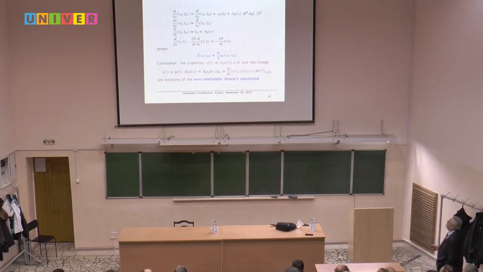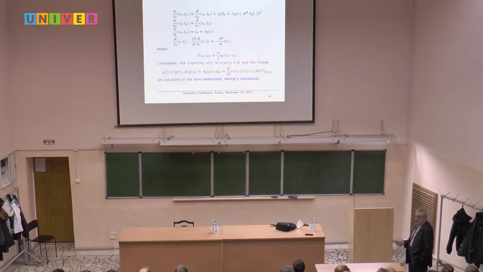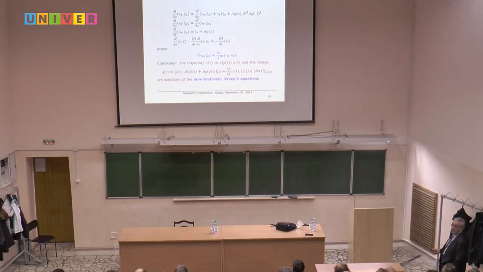Okay, now I compute it. So here are the computations, explicitly. There is a little L bar. I want to isolate the L bar because this is the standard kinetic energy of the particle, 1/2 mv squared, right? Like in high school. So the conclusion is that the trajectory x of t and the charge q of t are solutions of what is called the non-relativistic Wong equations.